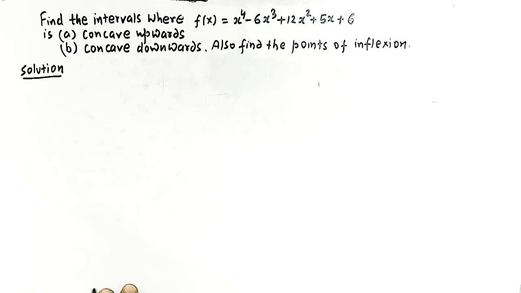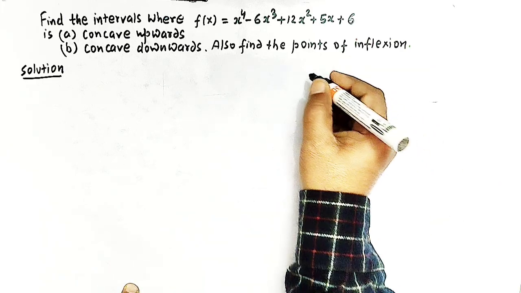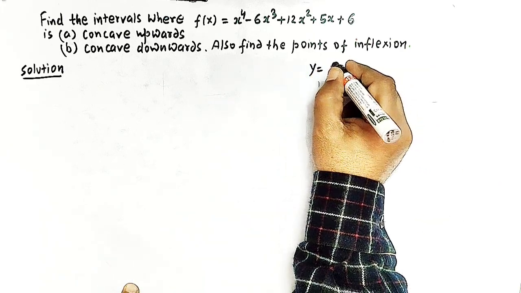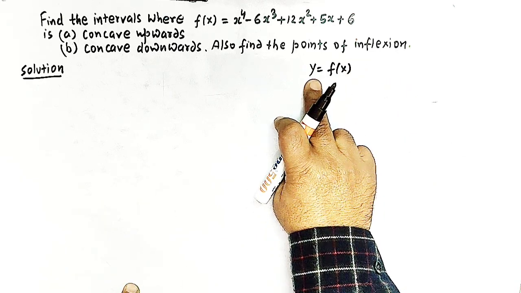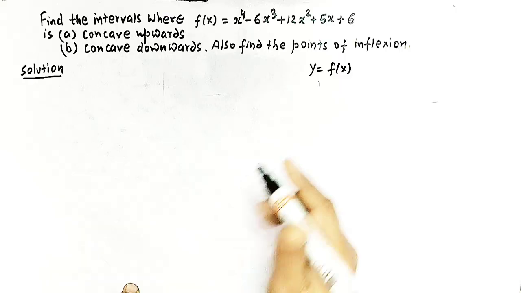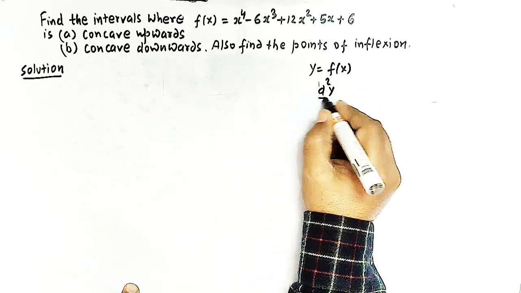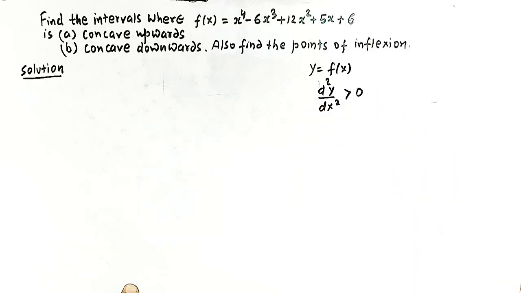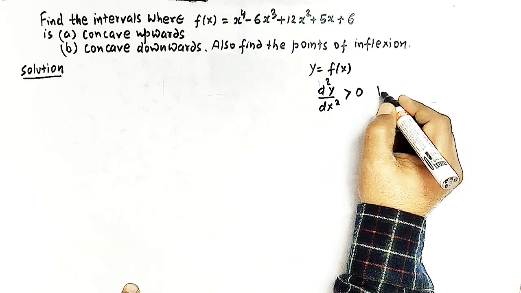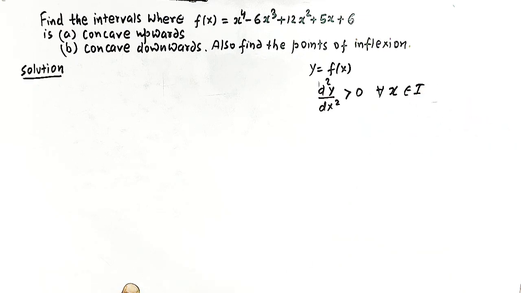So let us quickly see the definition of concave upwards and concave downwards. Suppose we have a function, say y is equal to f of x, right? Now this function is concave upwards when the second derivative, that is d2y over dx2, is greater than 0 for all values of x in a given interval, say I, right?